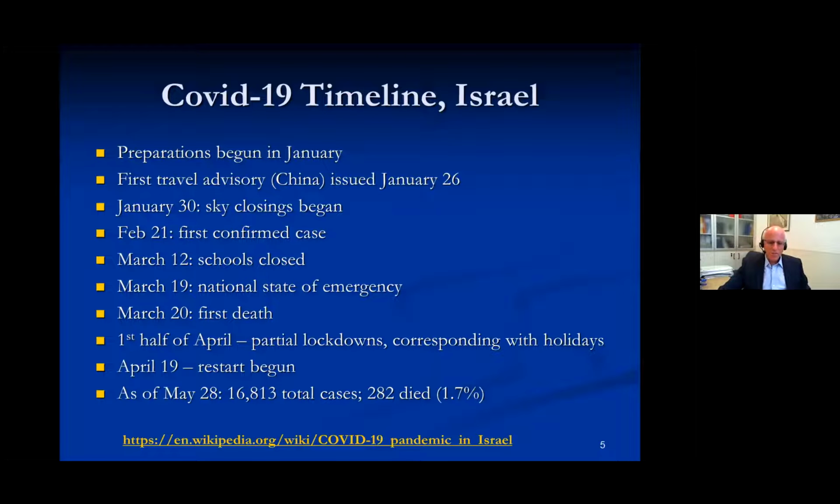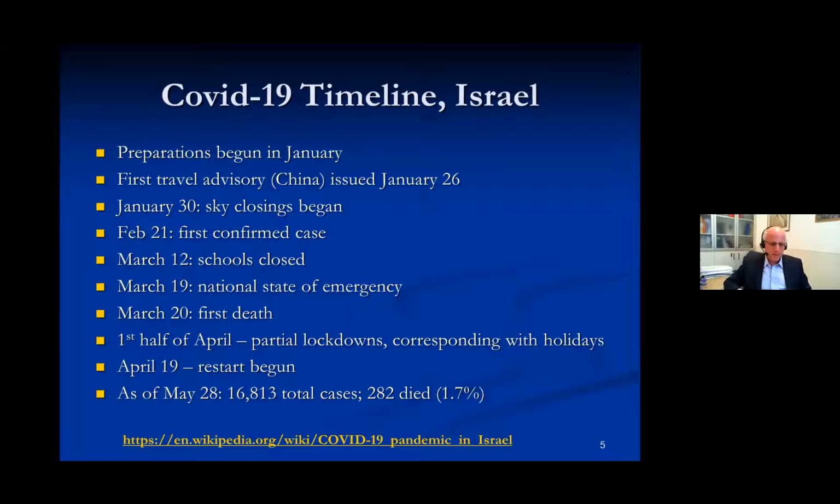Here's the rough timeline of some of the milestones that, unfortunately, countries around the world are looking at. Our preparations for COVID began in January, before the first case arrived on our shores. The first travel advisory was issued on January 26th. On January 30th, our progressive sky closings began. The first confirmed case in Israel was on February 21st. On March 12th, the schools were closed. A national state of emergency was declared by the Prime Minister on March 19th. Our first death was recorded on March 20th.